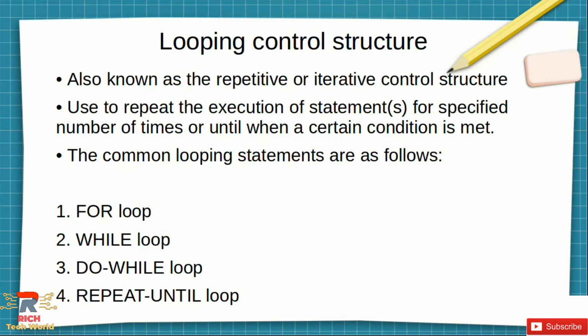There are four main types we'll be discussing in this course, which are the for loop, the while loop, the do while loop, and then the repeat until loop. In this specific tutorial we'll be taking two. As usual, I don't want to make this video long and boring, so I take my time to explain each and everything for you to get the understanding well. So we'll be taking two out of the four looping control structures, which are the for loop and then the while loop. Without wasting much time, let's move into the for loop.